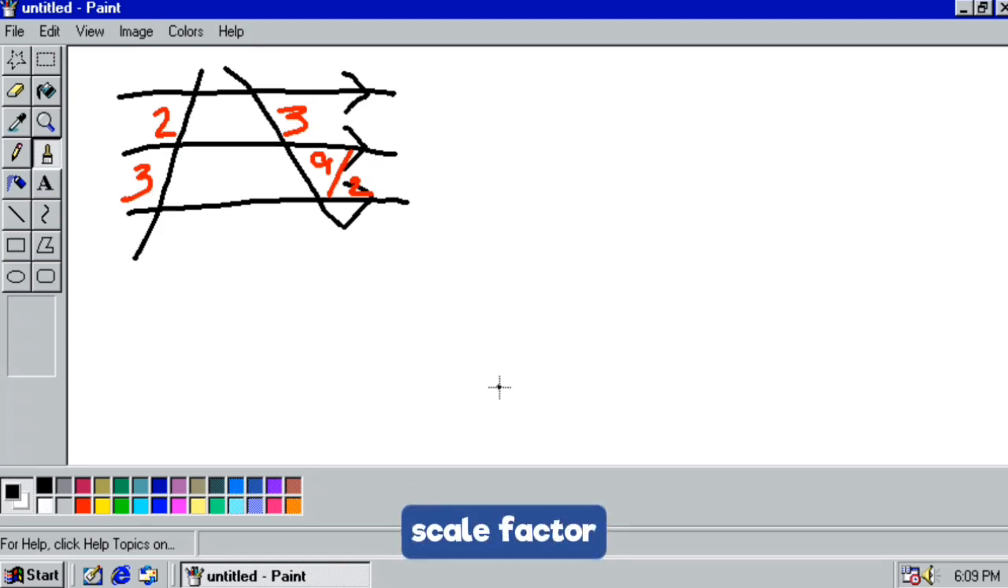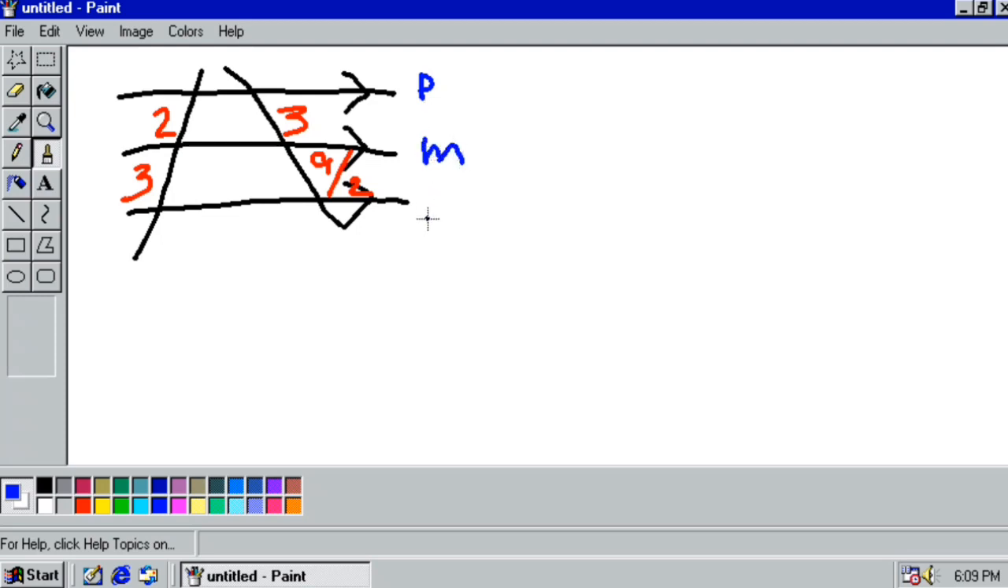In this figure, we use arrowheads that are not on the ends of the segments to indicate that the lines P, M, and N are parallel. So these lines, I forgot to add P, M, and N.